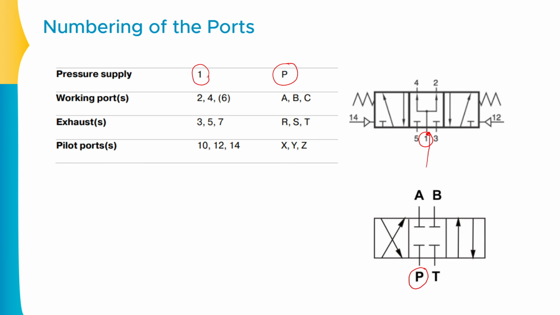So this is the pressure line connection, or you can say the line which is coming from the pump will be connected to this specific number 1 or the point where the P is written. Okay, so this is what you need to remember. Second thing, the working ports. Working ports are where the line goes towards the actuator or another control valve.